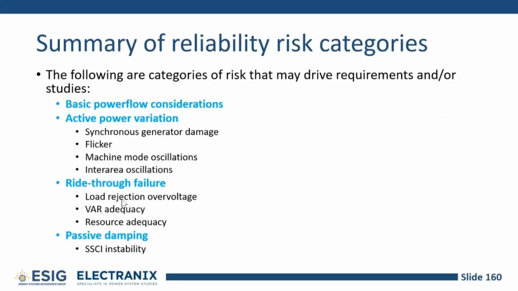Active power variation is a new one and a key one. Now we're worried about synchronous generator damage. We're worried about flicker. We're worried about machine mode oscillations and inter-area oscillations.